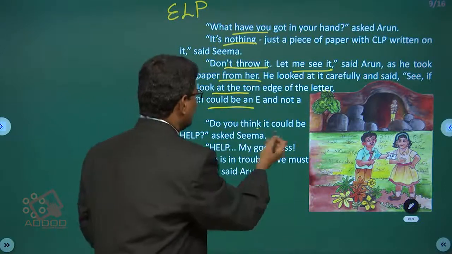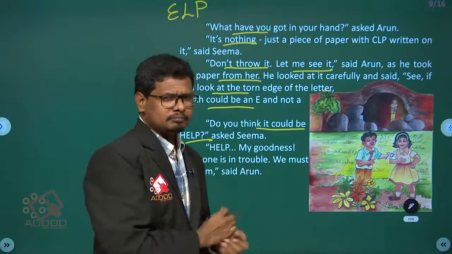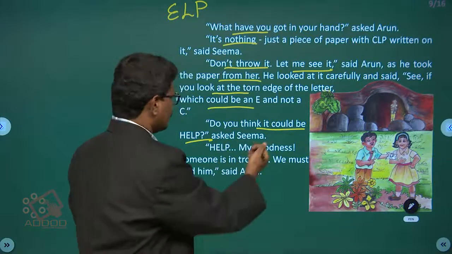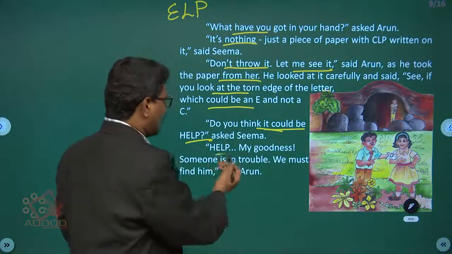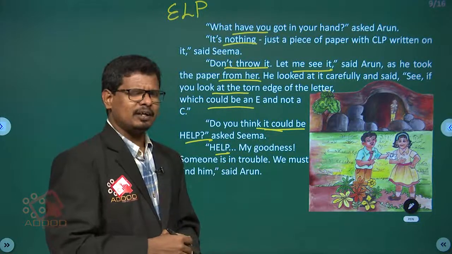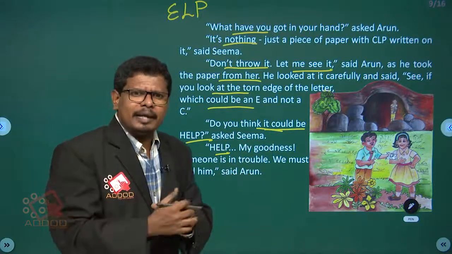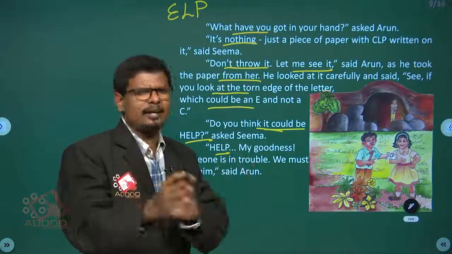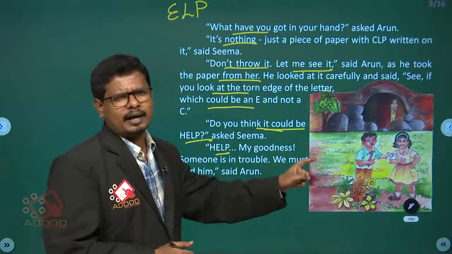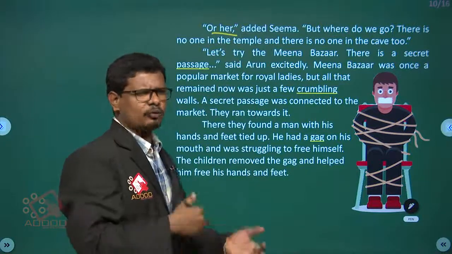"Do you think it could be help?" asked Seema. "Probably." That is the adventure these two people have today. "Help? Oh my goodness, somebody is in trouble. We must find him." Arun said this could be help. Somebody here is in need of help, somebody in trouble in this cave. Maybe we need to find him and help them. "Or her," added Seema. It could be him or her.